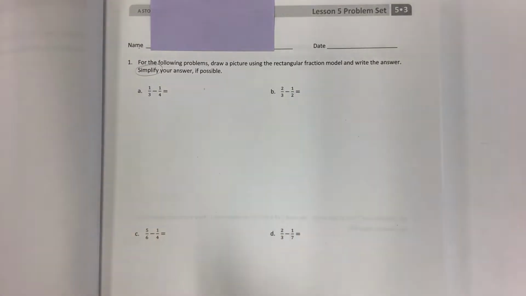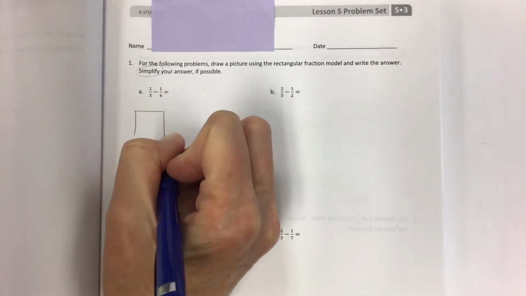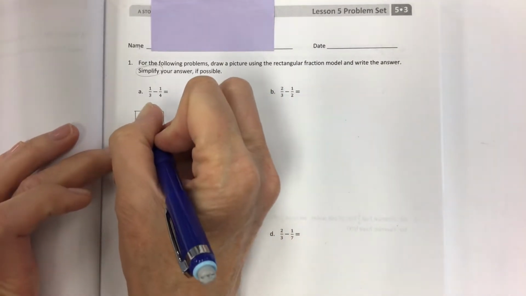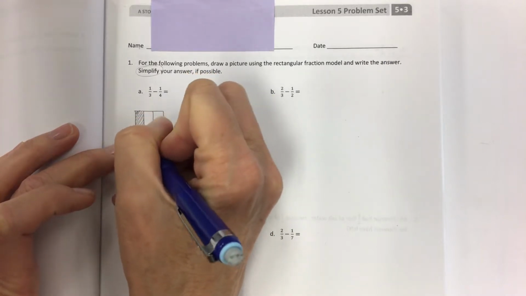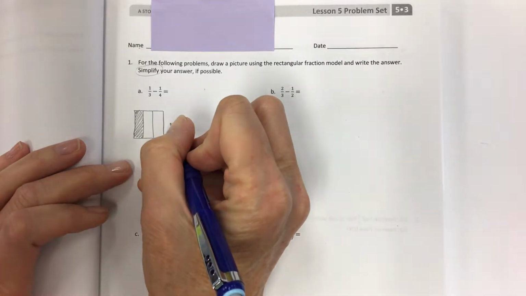Simplify if possible. I think it might be time to put up a video about the rules for simplification, but again, not right now. So first of all, I need to create the whole, W-H-O-L-E. I have 1/3, so I'm going to draw my, they call it a rectangle. It looks more like a square, but a square is a rectangle. We'll learn more about that later.